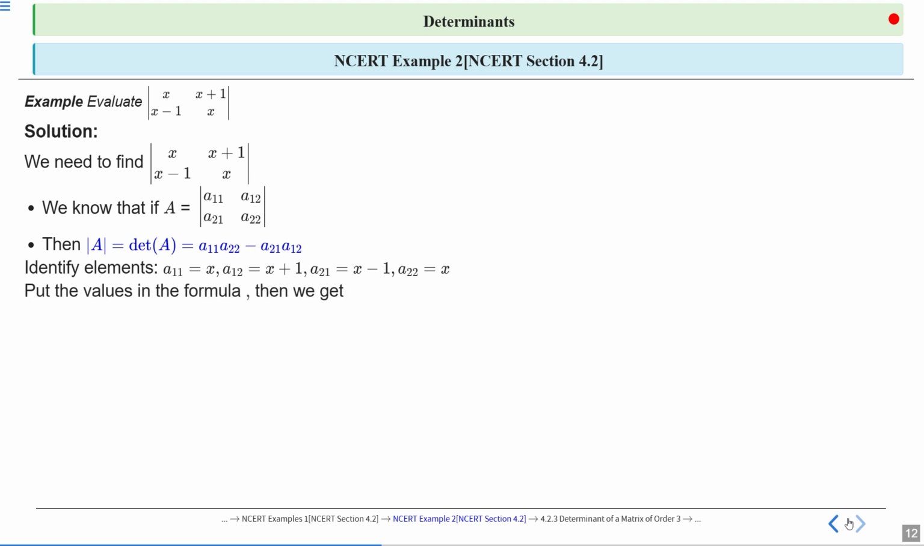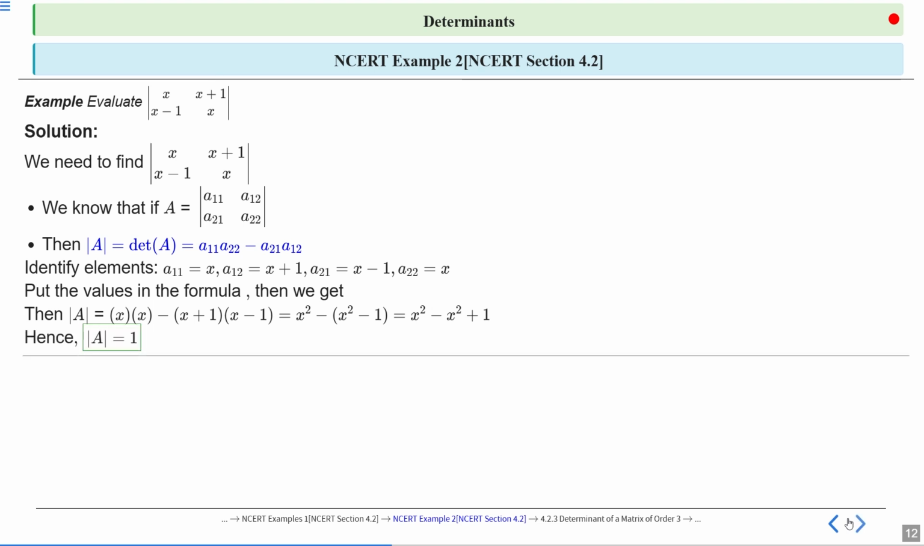So by using the formula, the determinant of A is A11 into A22, that is x into x, minus x plus 1 into x minus 1. When we simplify, we get x square minus (x square minus 1), that is x square minus x square plus 1. So the value of the determinant is 1.